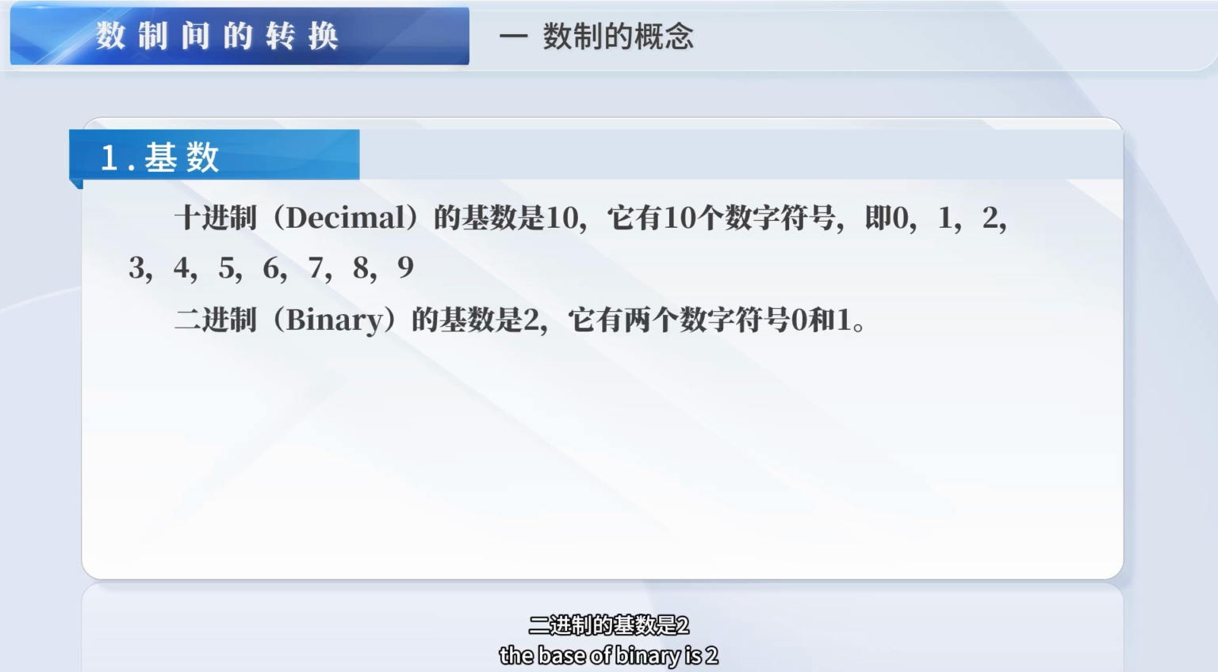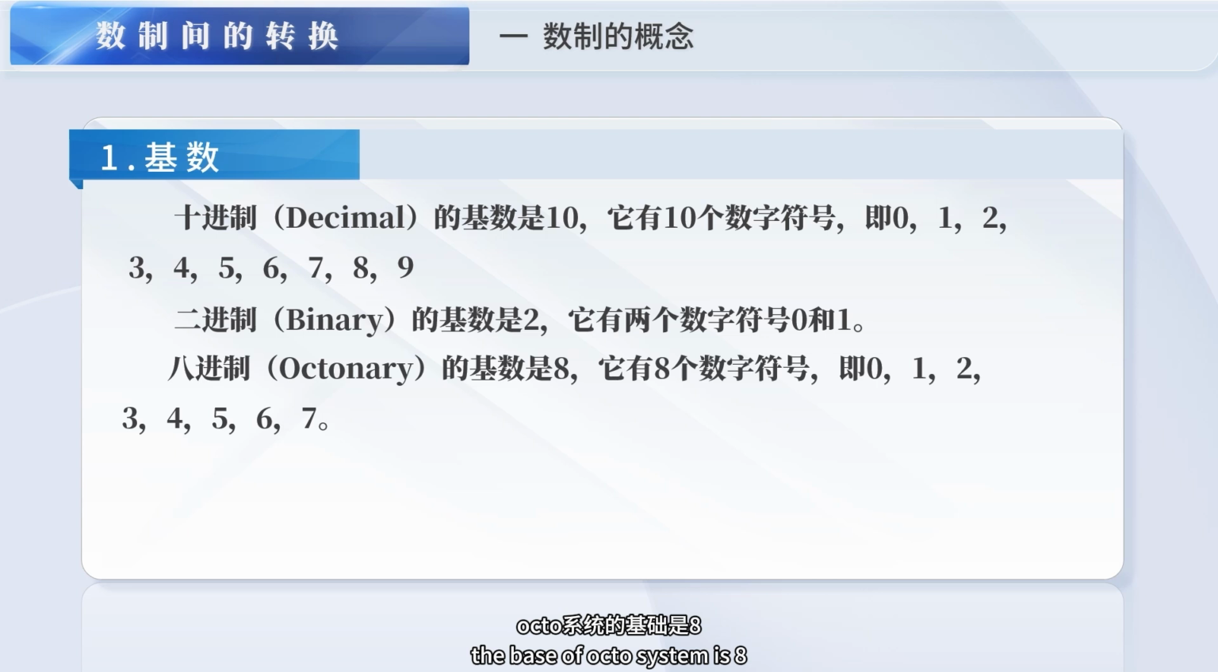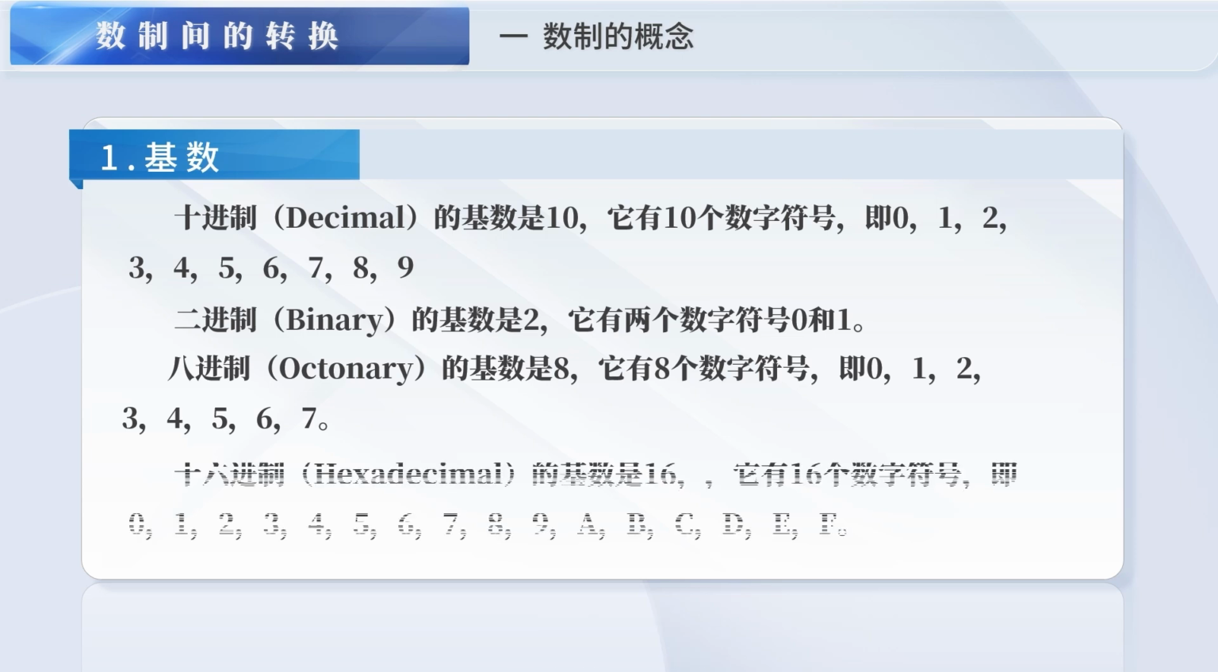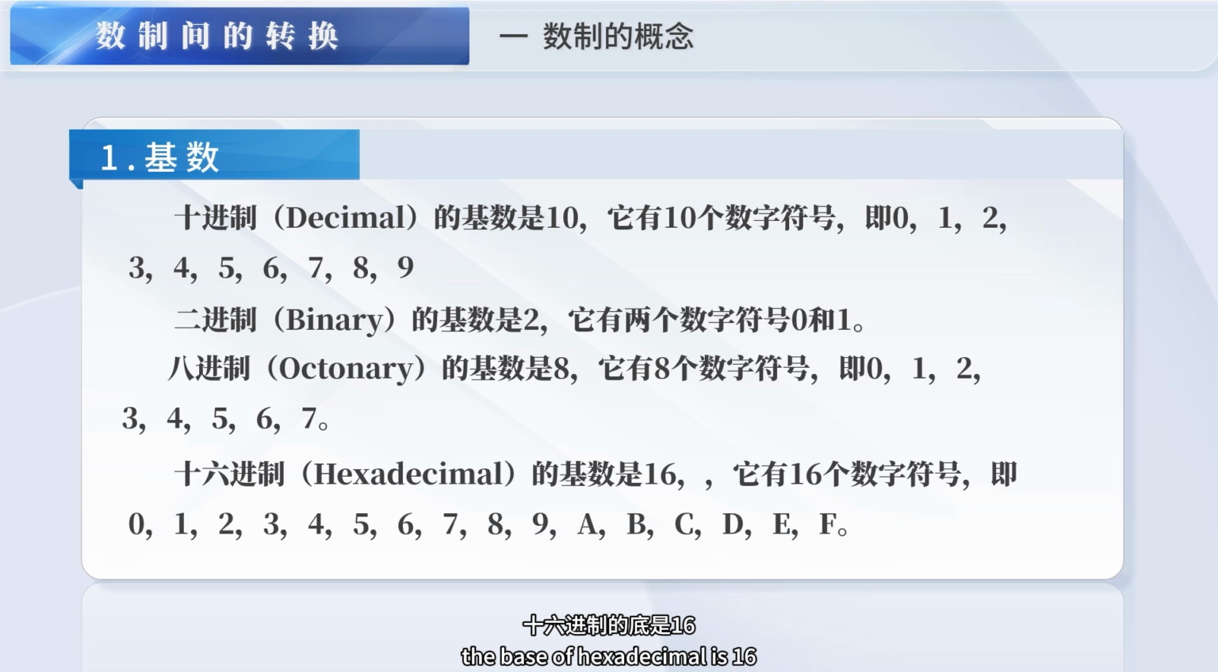The base of binary is 2. It has 2 numeral symbols, 0 and 1. The base of octal system is 8. It has 8 numeral symbols, namely 0, 1, 2, 3, 4, 5, 6, and 7. The base of hexadecimal is 16. It has 16 numeral symbols, namely 0, 1, 2, 3, 4, 5, 6, 7, 8, 9, A, B, C, D, E, F.